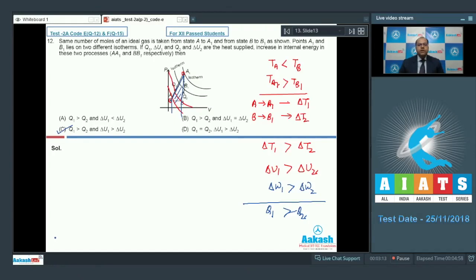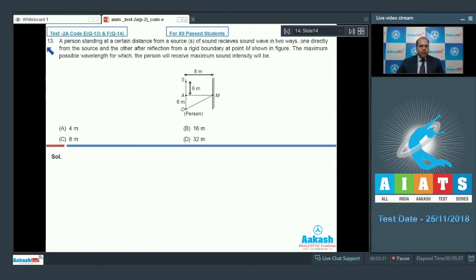Let's move to question number 13. In question number 13, a person standing at a certain distance from a source S of sound receives sound waves in two ways. One directly from the source, that is in this fashion, and the other after reflection from a rigid boundary at point M, and that is in this way. The maximum possible wavelength for which the person will receive maximum sound intensity.